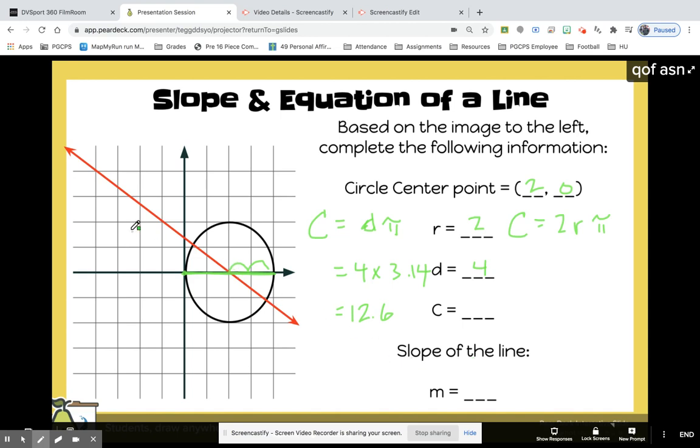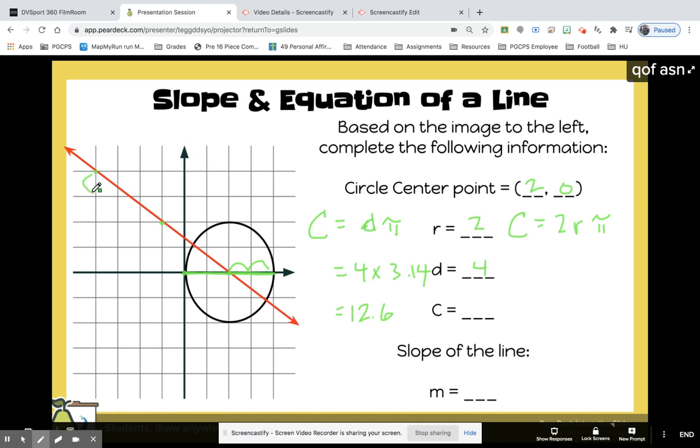Now for my slope, I want to do the same thing, same setup, same philosophy, same mindset. I want to find where X and Y meet at, right? On this line, on this red line. So X and Y meet at this point. Now I want to go across this red line to find another point where X and Y meet at, right?